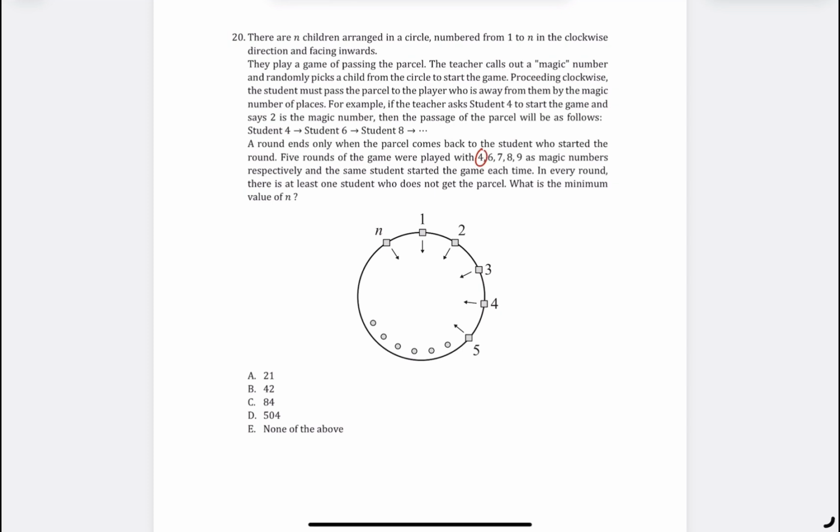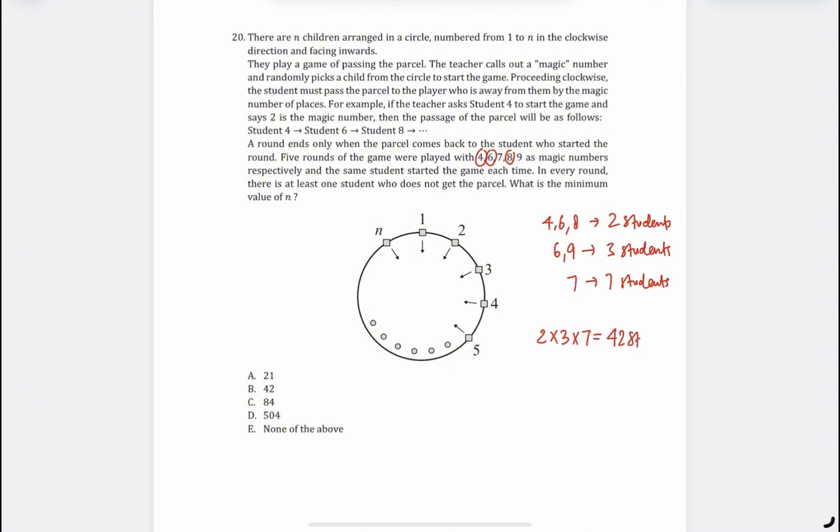So for 4, 6 and 8, we will need at least 2 students. For 6 or 9, we will need 3 students. For 7, we will need at least 7 students. In other words, we will need at least 42 students for all the conditions to work. Okay, so the answer is B.